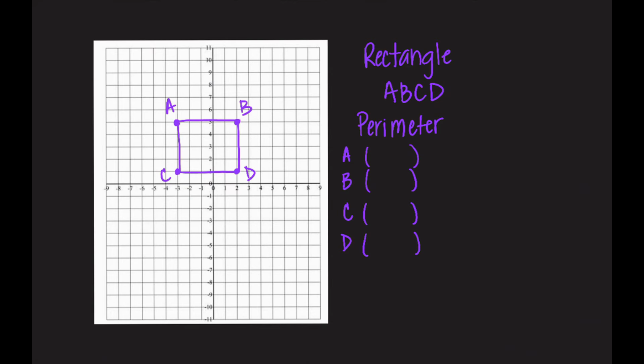Okay, so let's look. A is at (-3, 5). B is at (2, 5). C is at (-3, 1). D is at (2, 1).